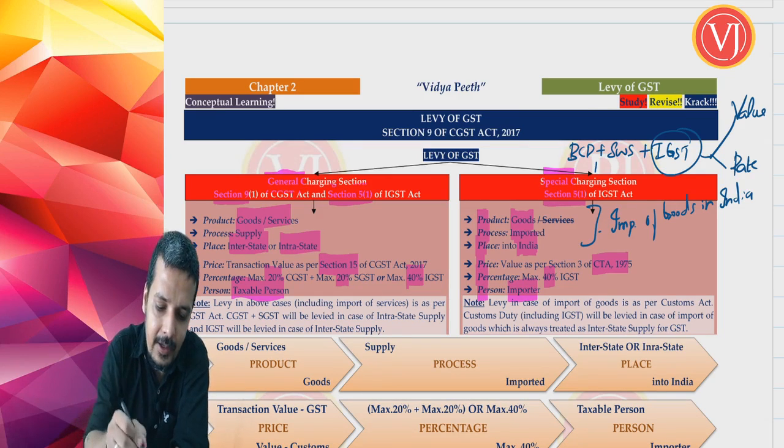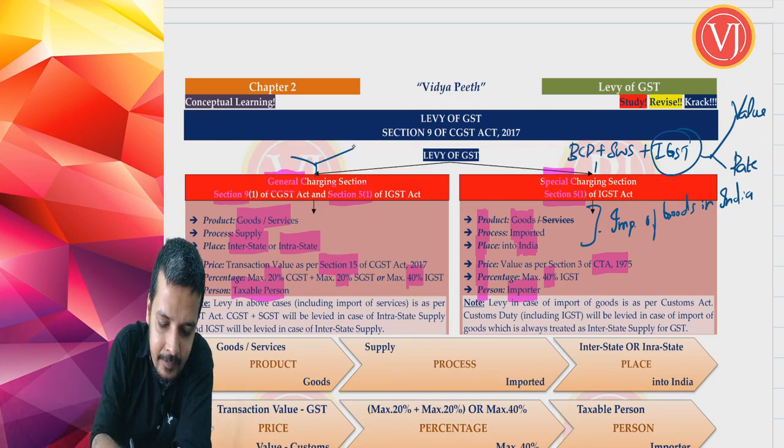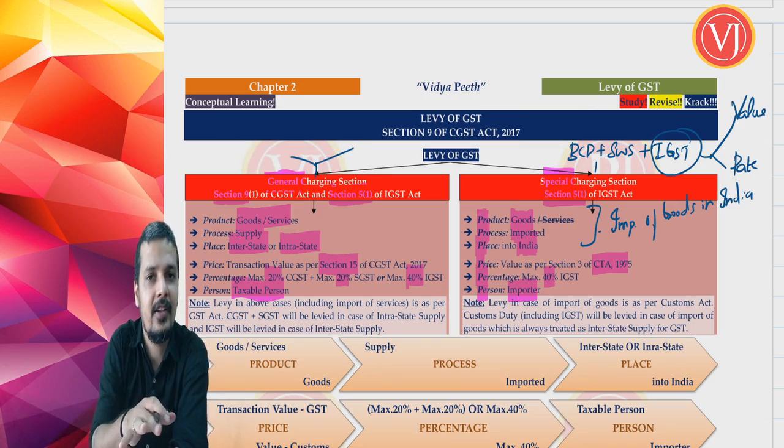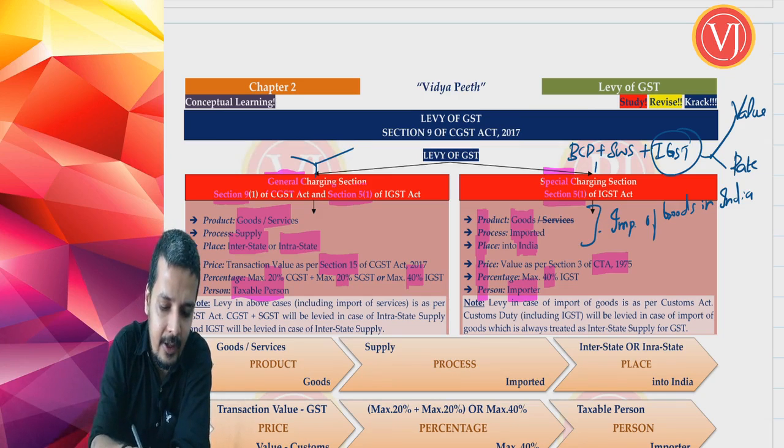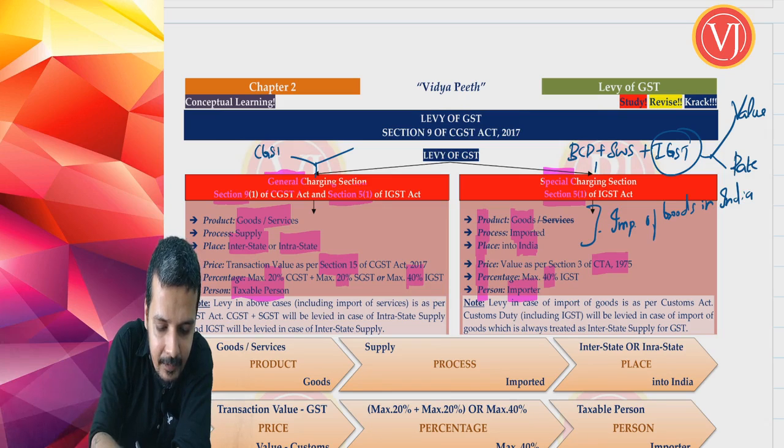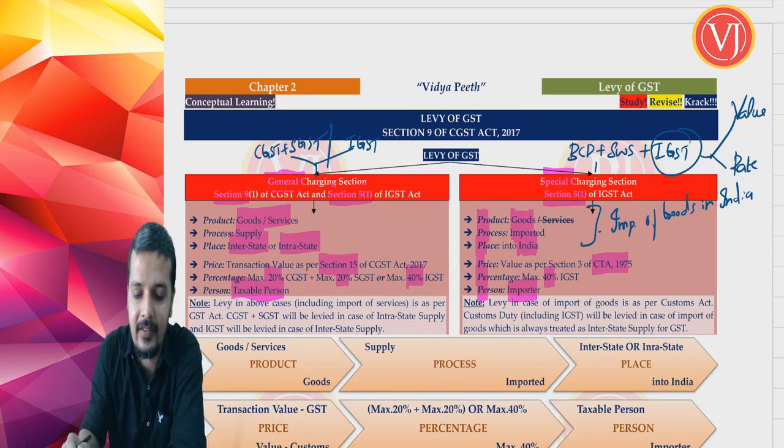And to make it more clear, for the general charging section, whether it is section 9 of the CGST Act or section 5 of the IGST Act: if it is section 9 of the CGST Act, you will have CGST plus SGST, and if it is section 5 of the IGST Act, you will have IGST. So that is the normal section. You are only discussing IGST.